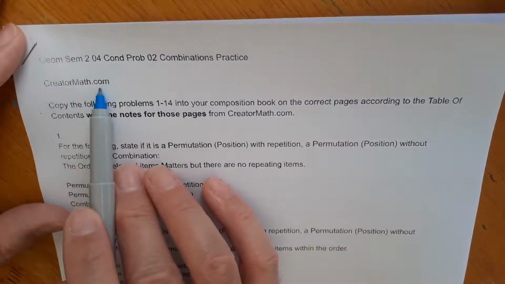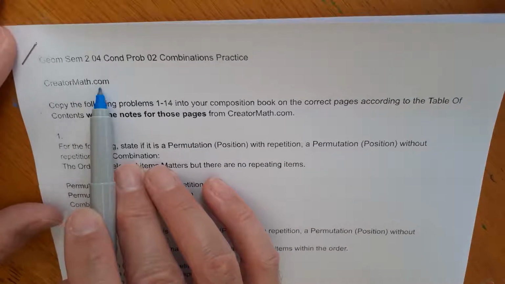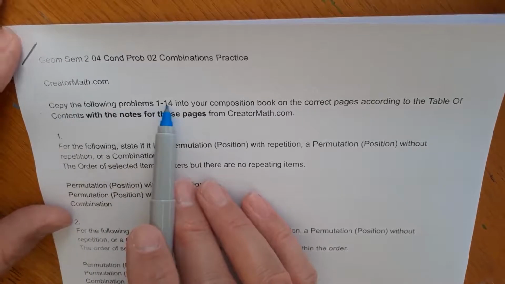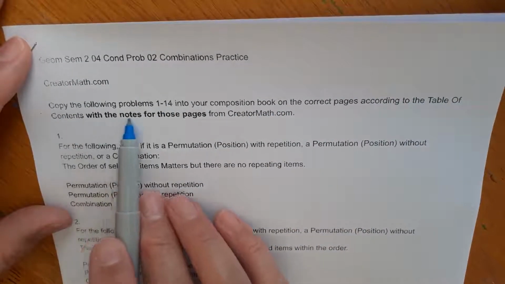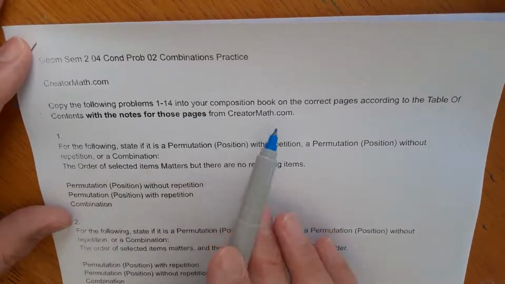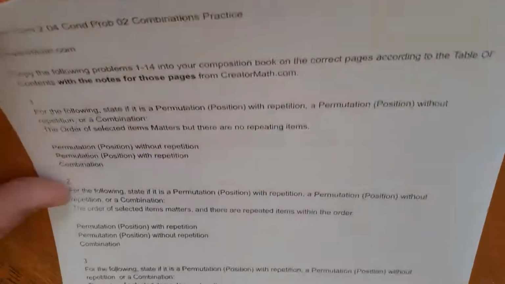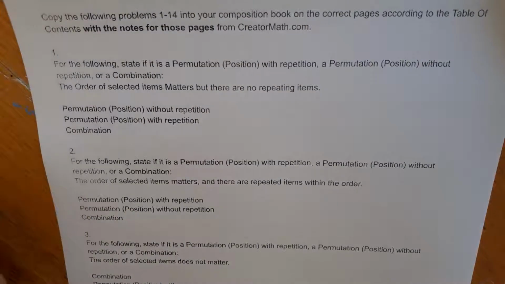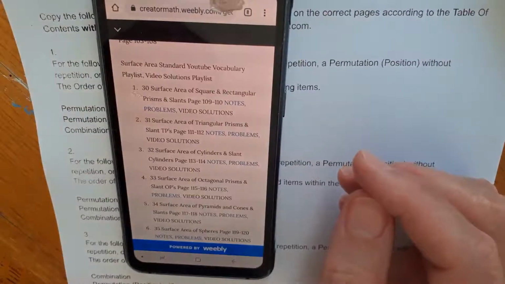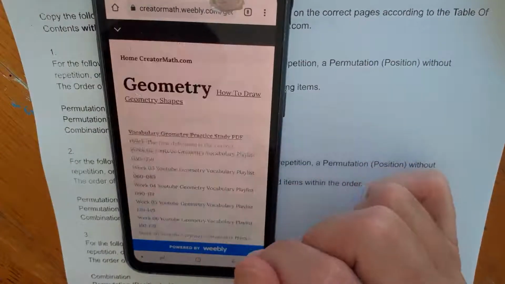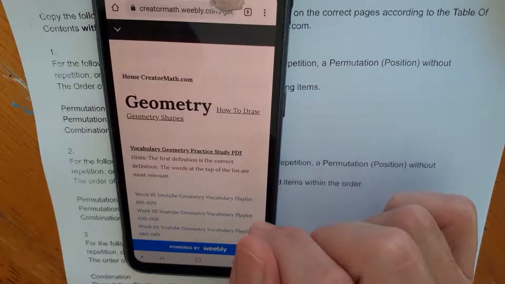It's on creatormath.weebly.com under the Geometry tab. Copy the following problems 1 through 14 into your composition book on the correct pages according to the table of contents with the notes for those pages from creatormath.com. So this one, because it's statistics and we're in a geometry class, I'm going to literally go to the website creatormath.com and let's just go back through this.